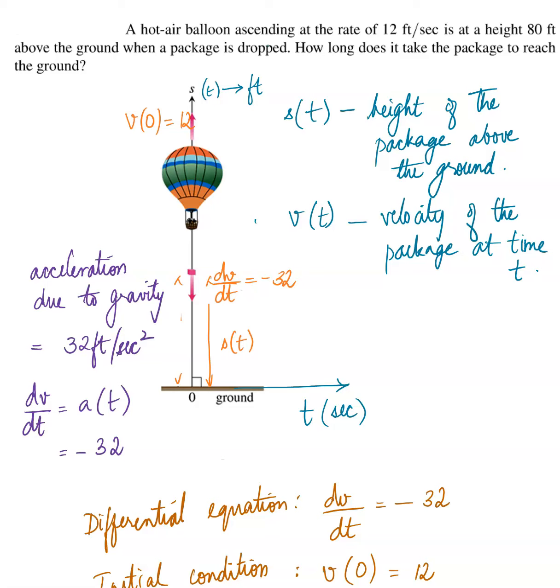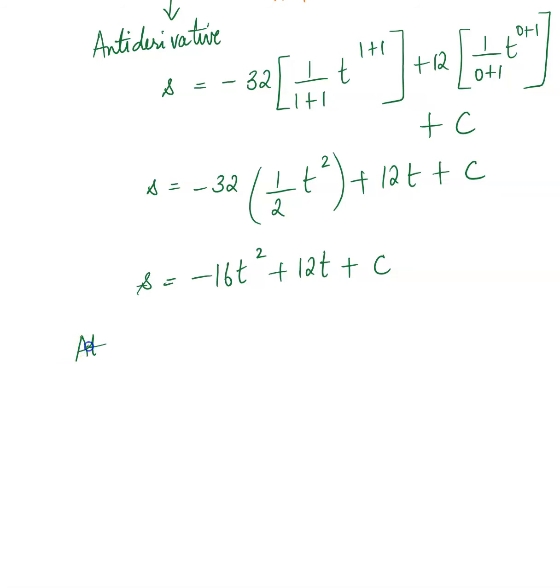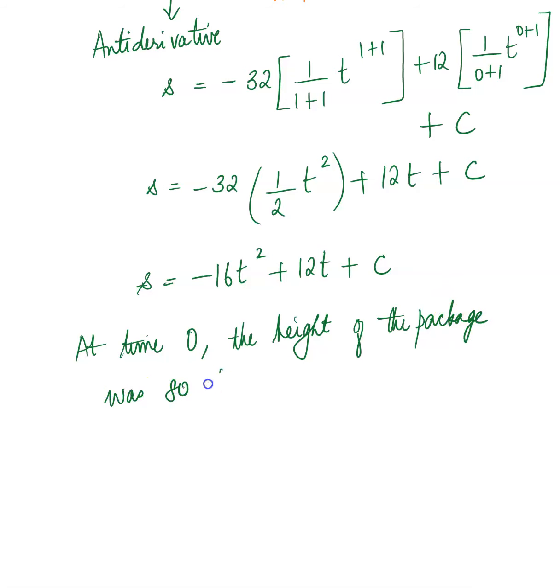So when we begin clocking the time as to how long it takes for the package to reach the ground, when we begin clocking the time is 0. And at time 0, the height of the package is 80. That's what this means. So I'm going to come down here, say at time 0, the height of the package was 80 feet. I'll just write initial value was that s of 0, time is 0, was 80 feet. So s of 0 is 80.